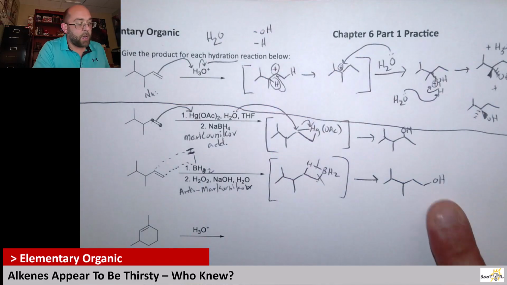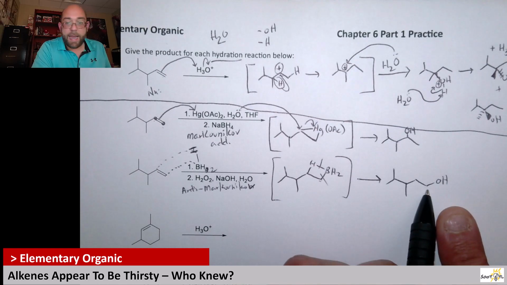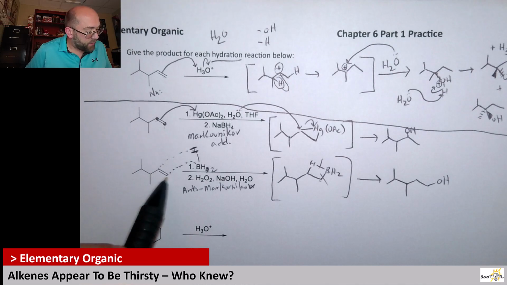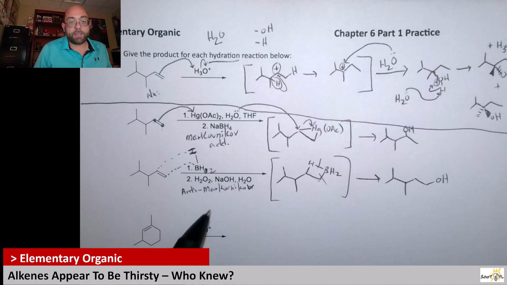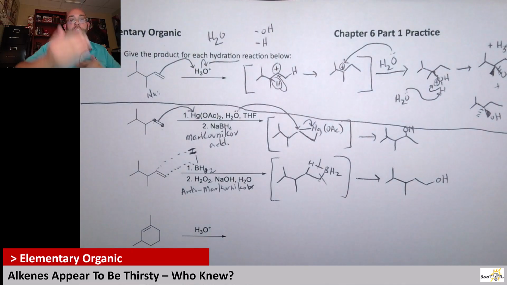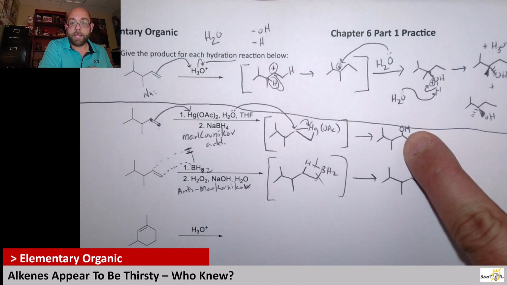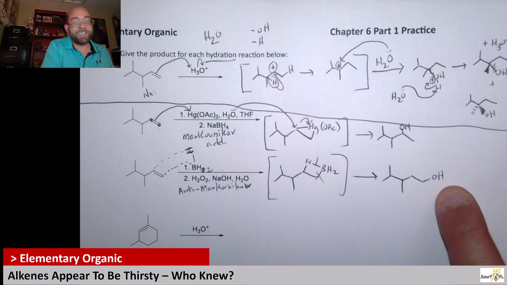So you can kind of see here, right? The OH went at the end, right? The less substituted carbon of the alkene, right? This carbon right here. And so that's why this is called anti-Markovnikov, right? So just remember, Markovnikov means put the OH at the more substituted carbon. Anti-Markovnikov, put the OH at the less substituted carbon, okay?